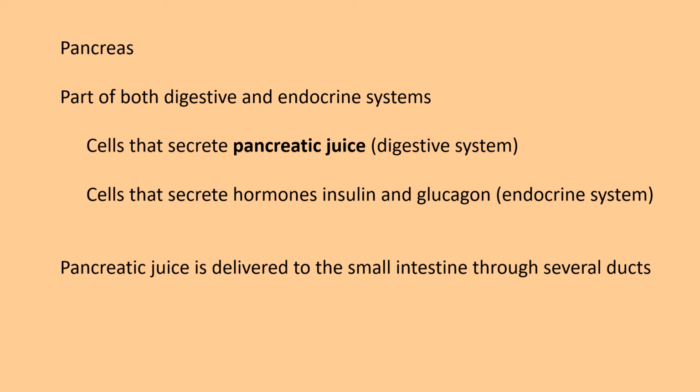Here's the role of the pancreas in the digestive system. So the pancreas is both an endocrine organ and a digestive system organ. As part of the digestive system, cells in the pancreas produce the components of pancreatic juice, and pancreatic juice has an alkaline pH, and it includes many different enzymes. There are carbohydrate digesting enzymes. There are lipid digesting enzymes. There are nucleic acid digesting enzymes, and there are protein digesting enzymes that are part of pancreatic juice.